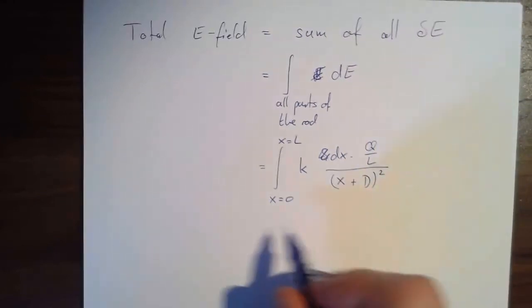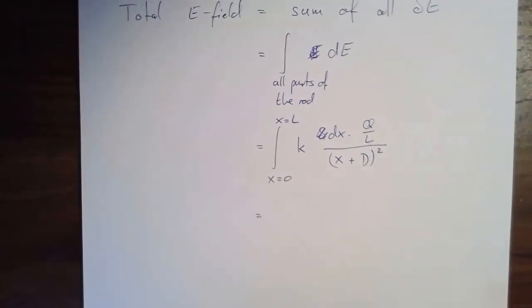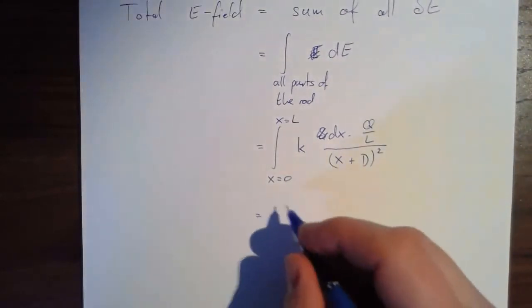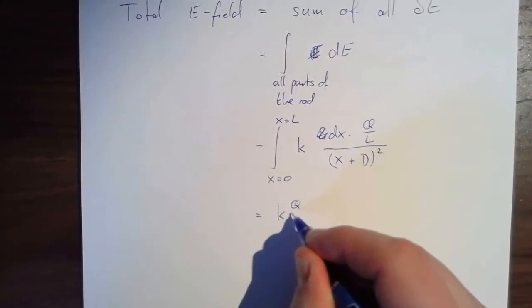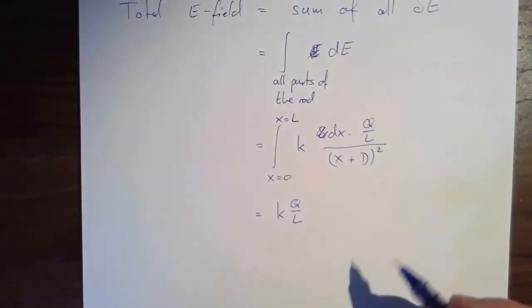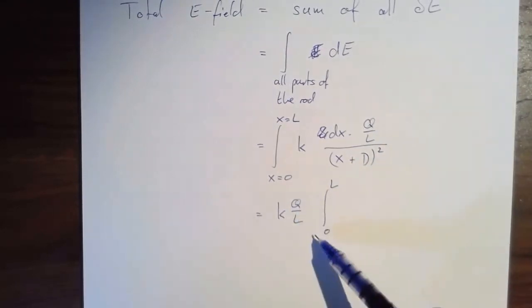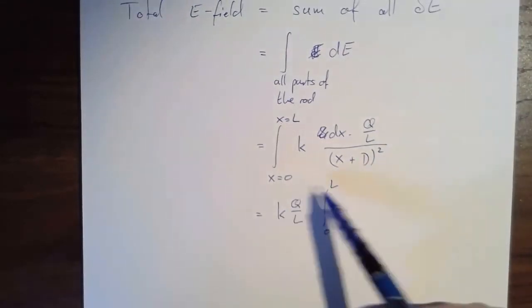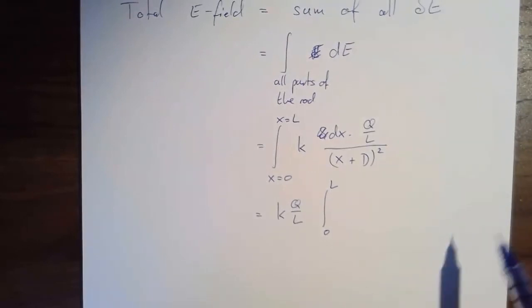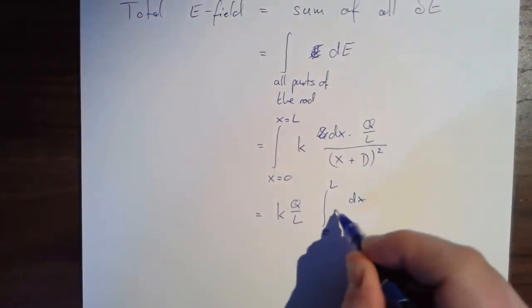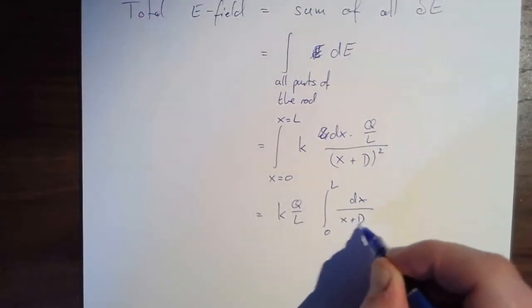Okay, but let's work this out. Well, this is not a hard integral to do. I can take a bunch of stuff out front: k, Q over L, right? Those are all constants. The integral is between 0 and L. Again, I'm going to write a shortened version for the limits, where I know x is my integration variable. What's left in here is dx over (x plus d) squared.